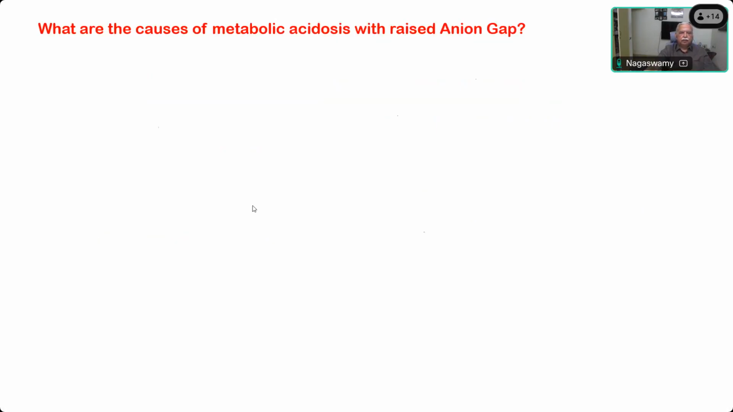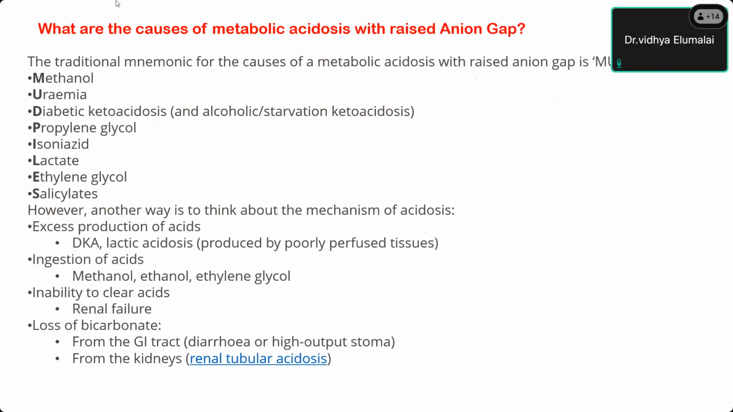What are the causes of metabolic acidosis with raised anion gap? Only some theory. It is MUDPILES, the traditional mnemonic for metabolic acidosis with raised anion gap: Methanol poisoning, Uremia, Diabetic ketoacidosis, Propylene glycol, Isoniazid, Lactate, Ethylene glycol, and Salicylates. So these are all the conditions that we have.